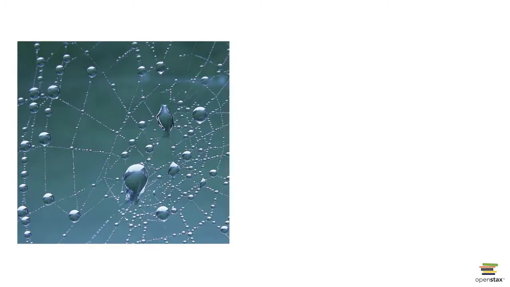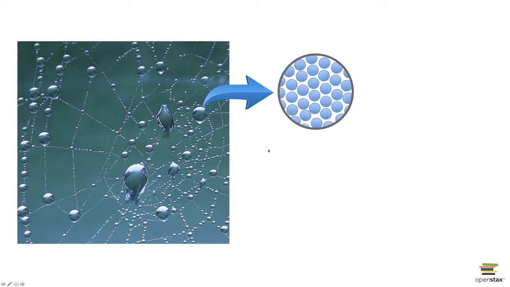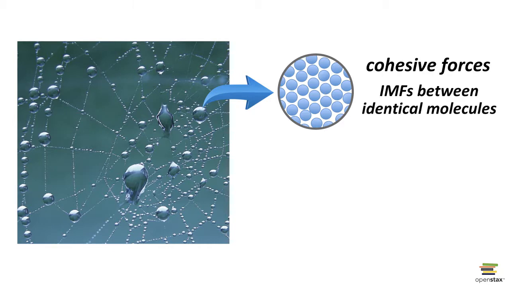Let's start by looking at the intermolecular forces experienced by a liquid, and specifically, let's look at drops of water on a spider web. Within a water droplet, there are attractive forces between water molecules. These attractive forces make the water bead up and form droplets, and these are known as cohesive forces, which are intermolecular forces between identical molecules. So cohesive forces here are attractions from one water molecule to another identical water molecule.